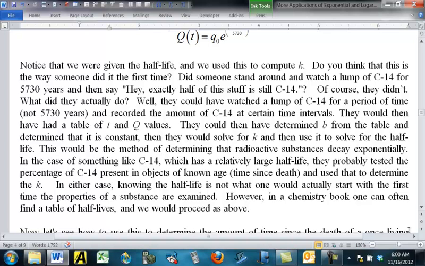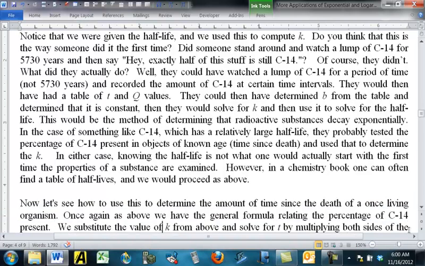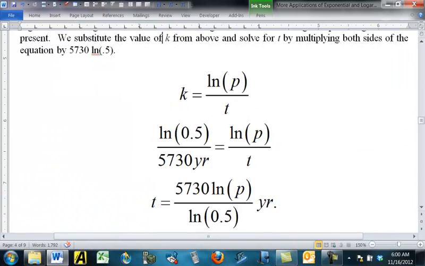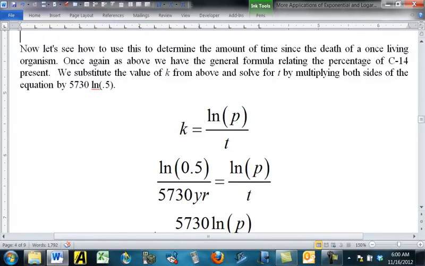However, in a chemistry book, you could often see a table of half-lives instead of that. So I just happen to know the half-life of carbon-14, but I didn't really have the K memorized. Okay, so you might actually be given the half-life first by looking it up somewhere.